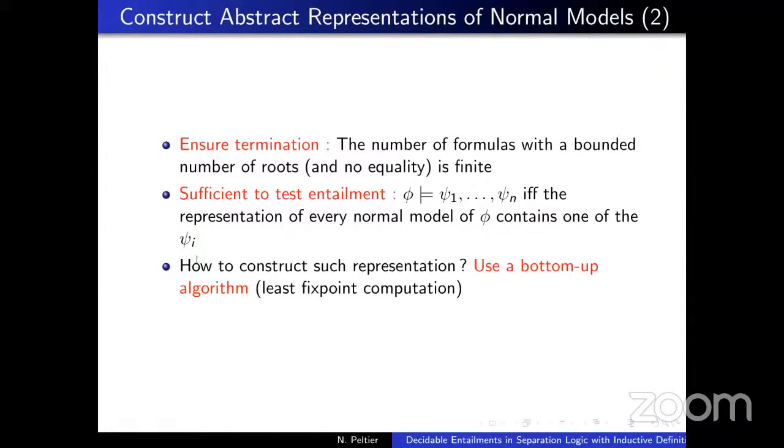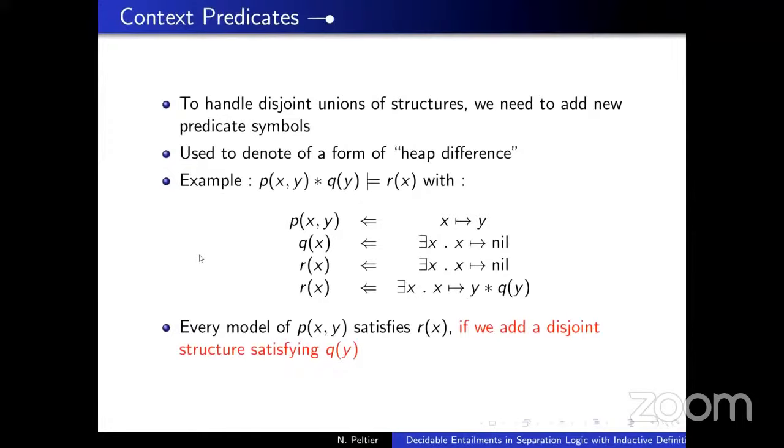And the only remaining problem is how to construct such representations. To do that, we use a bottom-up approach with a least fixed point computation algorithm. The only difficult point is that we have to compute the disjoint union of structures. And to this aim, we need to add new predicate symbols in the signature. So these predicate symbols are used to denote a form of heap difference.